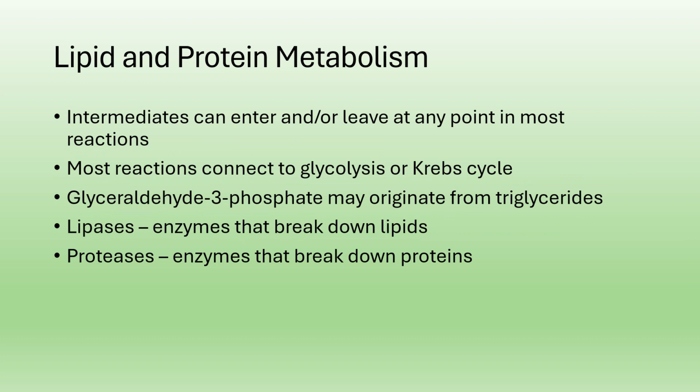Lipid and protein metabolism, just so you know, there's a lot of different intermediates that can leave anywhere along the reaction. So most of the reactions will eventually connect to either glycolysis or the Krebs cycle. So you don't have to start at the beginning. A lot of reactions end up producing glyceraldehyde 3-phosphate, which is in the middle of glycolysis, and so that's where it can feed in, and that's fine. Lipases are enzymes that break down lipids. Proteases are enzymes that will break down proteins.